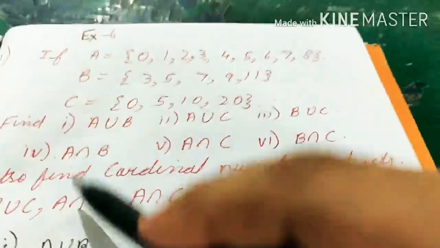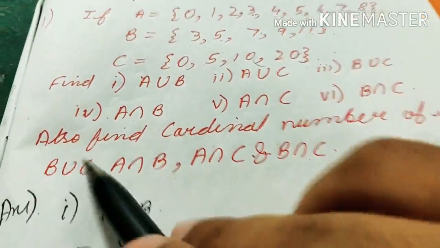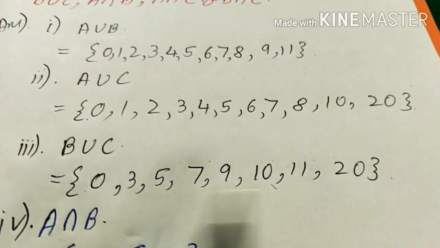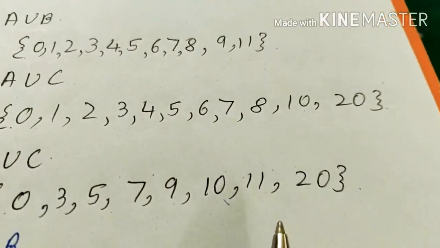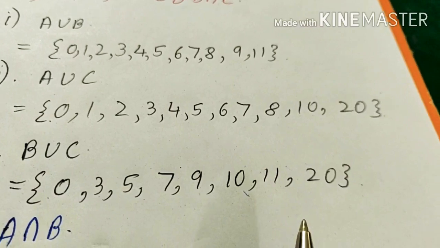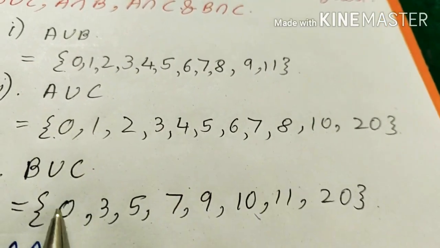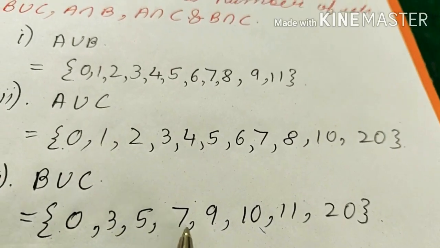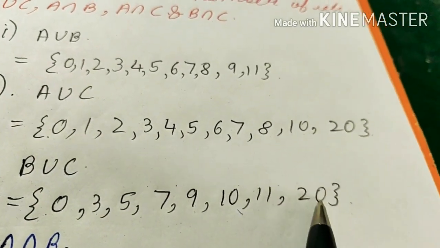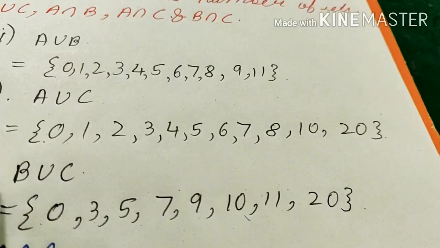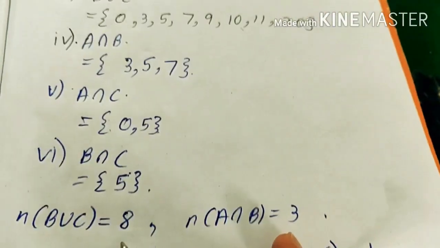And what next? You have to find the cardinal number of B union C. What was the value of B union C? This. What will be the cardinal number of B union C? You will find the number of elements. You will count the number of elements. So the number of elements here are 1, 2, 3, 4, 5, 6, 7, 8. So the cardinal number of B union C is 8.